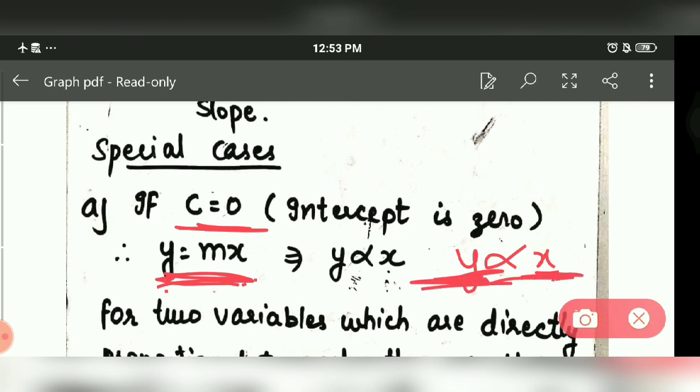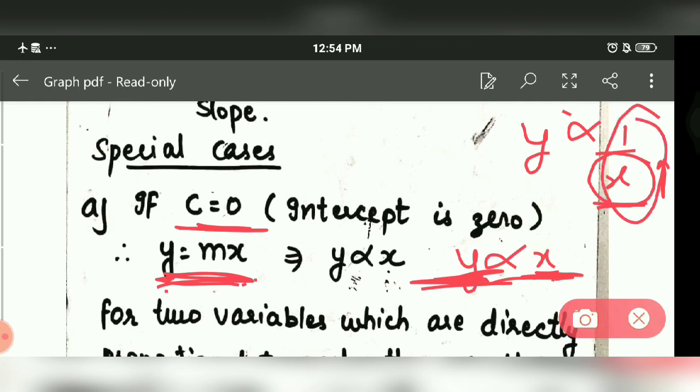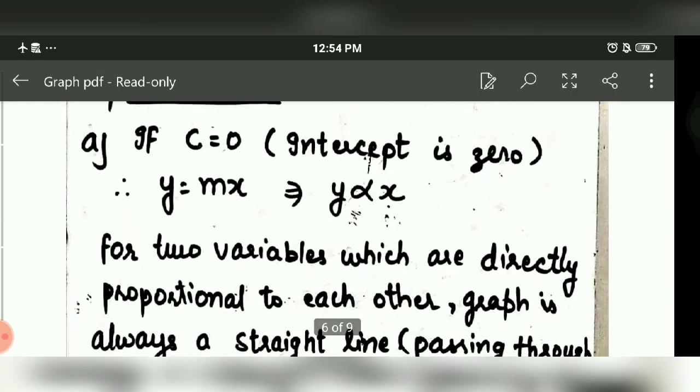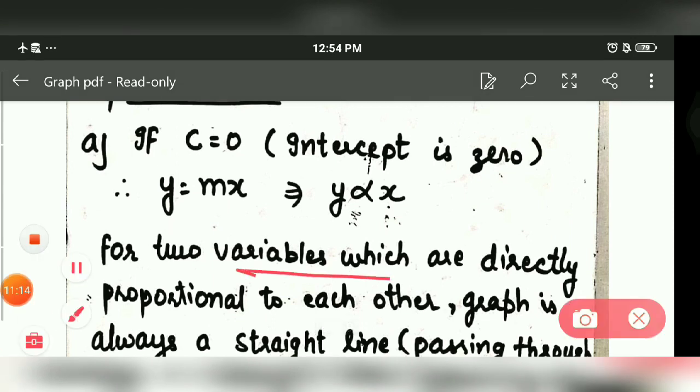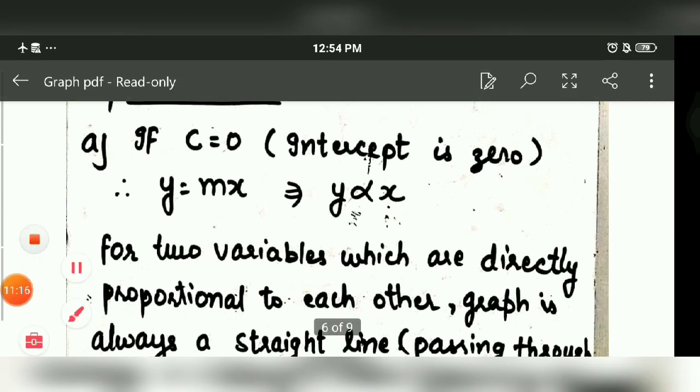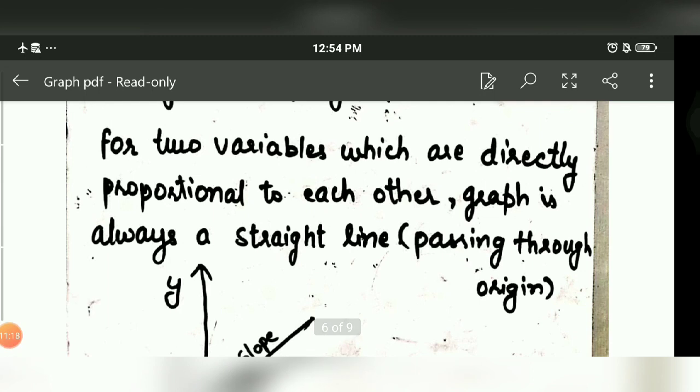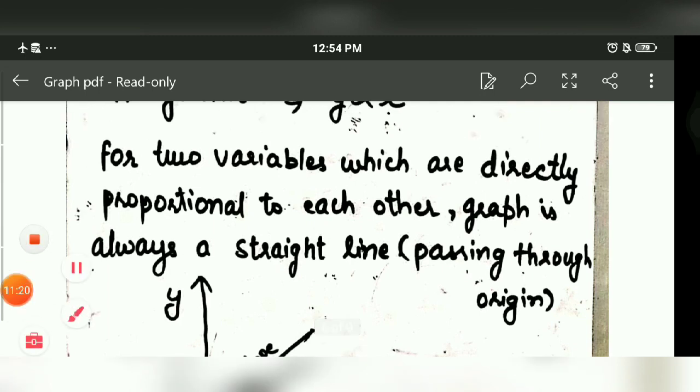If it appears like this, 1 by x, then when this factor increases, the factor in the denominator increases, so the complete value decreases, then this also decreases. So if it increases, this decreases. If this decreases but this increases, this is called an inverse relation. So for two variables which are directly proportional to each other, the graph is always a straight line passing through the origin.